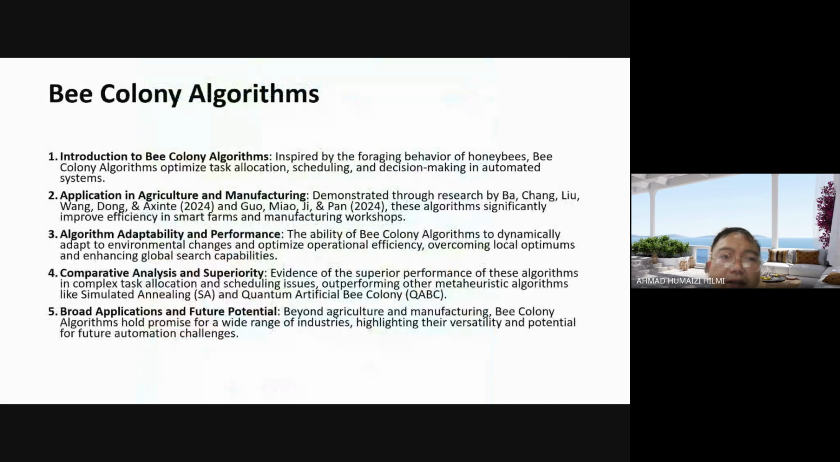So, the bee colony algorithm. What is a bee colony algorithm? Inspired by the natural foraging patterns of bees, it has emerged as a powerful tool in the automation industry. This algorithm mimics how bees communicate and optimize their path to the best food resource, applying this strategy to solve complex automation challenges such as task allocation and scheduling.